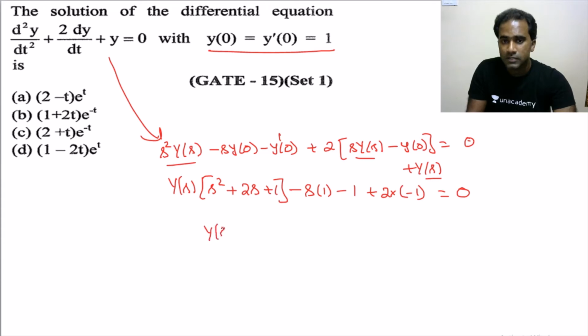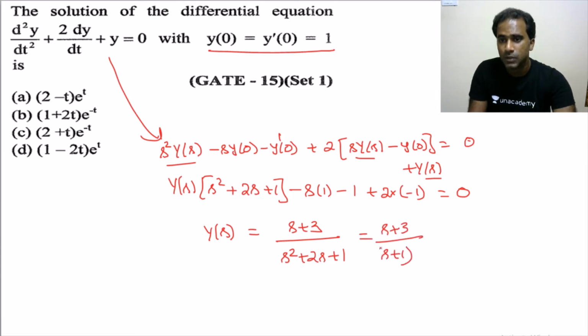So Y of s is equal to, if you send this s, this is s minus 1, this is minus 2, minus 1 minus 2 is minus 3, minus s minus 3 on the other side becomes s plus 3, and this s square plus 2s plus 1 goes into the denominator. It becomes s plus 3 by s square plus 2s plus 1. So we can also write it as s plus 3 by s plus 1 whole square.